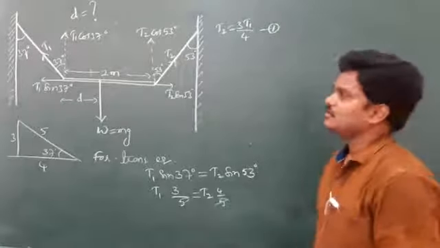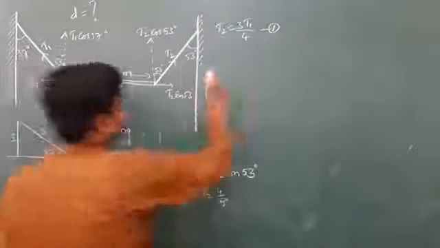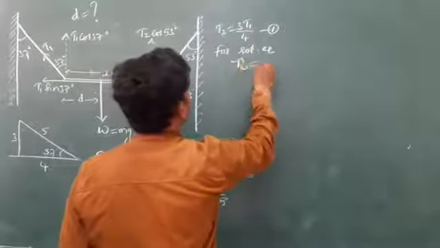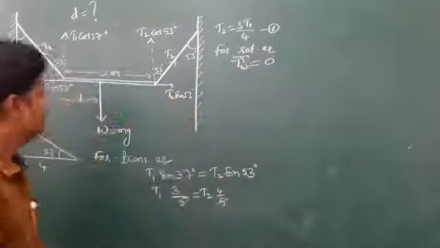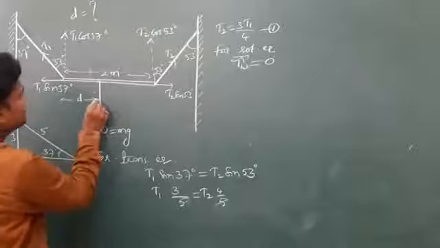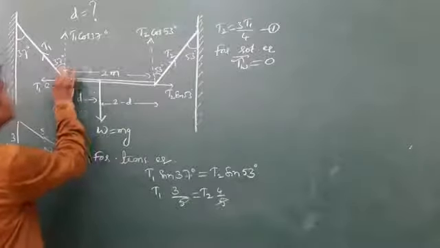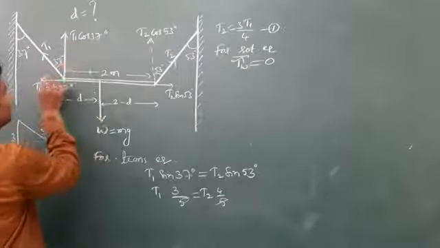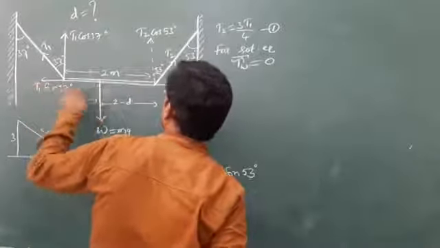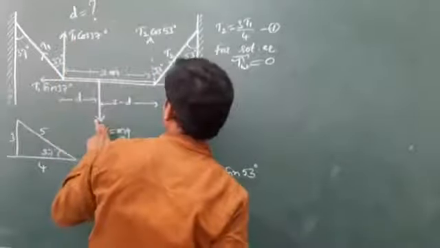To get D, take the torque about this point equal to 0. For rotational equilibrium, take torque about any point you like. Here the possibility is this point, so let me take the torque about this point. If this is D, this is 2 minus D. This force will create a torque. There is no torque because of T1 sin 37 because it is acting along this line, and none because of T2 sin 53. Only these two will create a torque about this W.